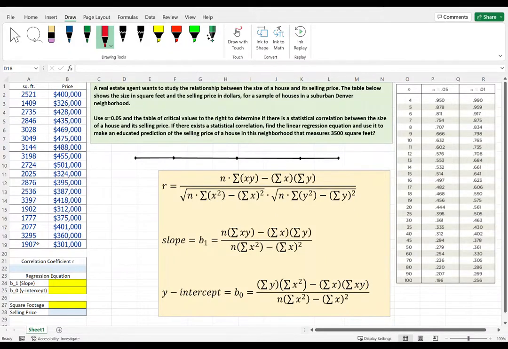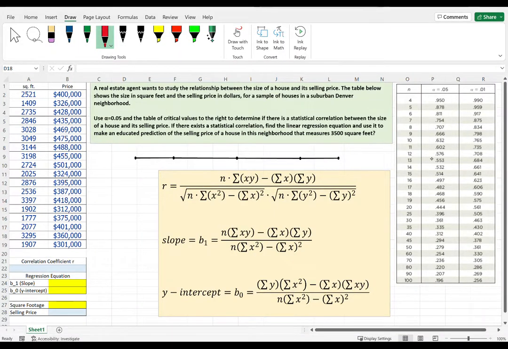Okay, so now for the question. One, use a value of alpha equals 0.05 and the table of critical values to the right to determine if there's a statistical correlation between the size of a house and its selling price. Now, the second question, if there exists a statistical correlation, find the linear regression equation and use it to make an educated prediction of the selling price of a house in this neighborhood that measures 3,500 square feet.